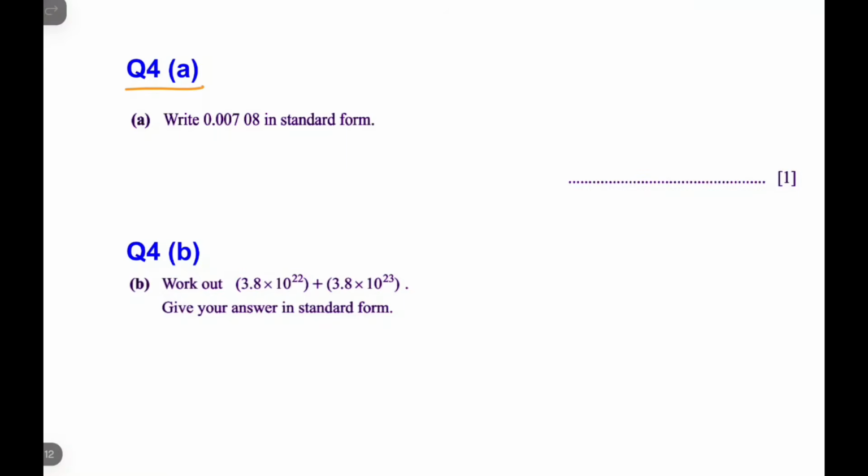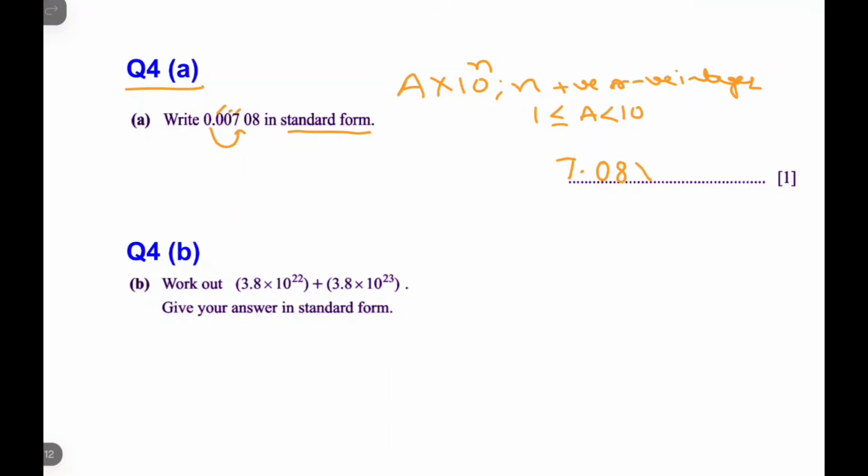Number 4, a part we have to write it in standard form. Now we know that standard form is a times 10 raised to power n, where n is a positive or a negative integer and a lies between 1 and 10. So we need to shift this decimal from this position to this position. We will be moving 1, 2, 3 positions. So standard form will be 7.08 times 10 power. So we have moved 3 positions to the right, so 10 power minus 3. This will be our final answer.